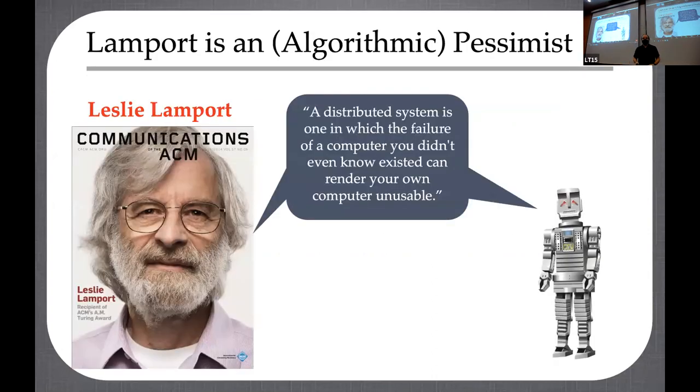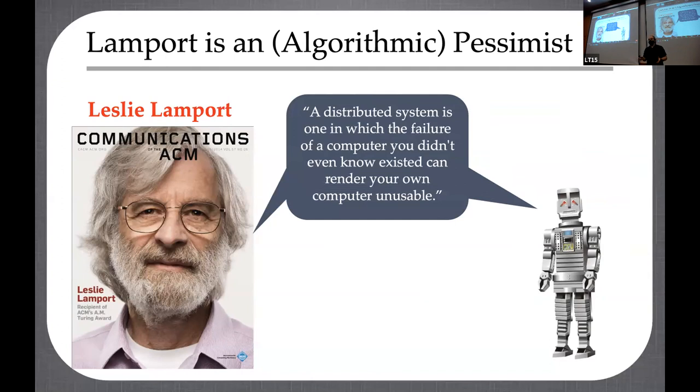But I'd also like to suggest that at least one of the reasons here is that Leslie Lamport is an algorithmic pessimist. If you ever talk to him, this will come across instantly. This is a quote from Lamport: "A distributed system is one in which the failure of a computer you didn't even know existed can render your own computer unusable." Leslie Lamport is convinced that everything is going to go wrong, and it will.